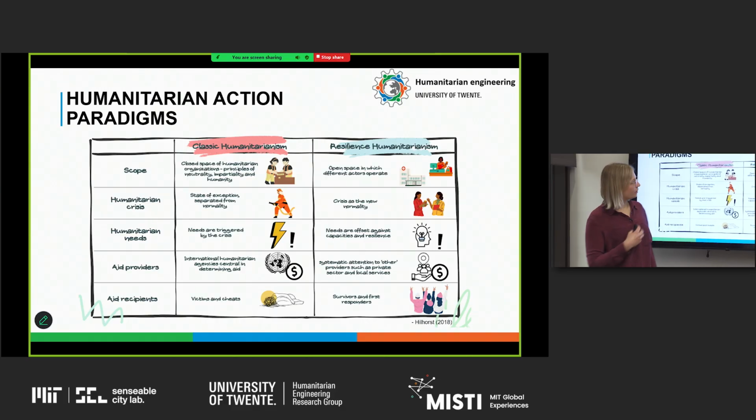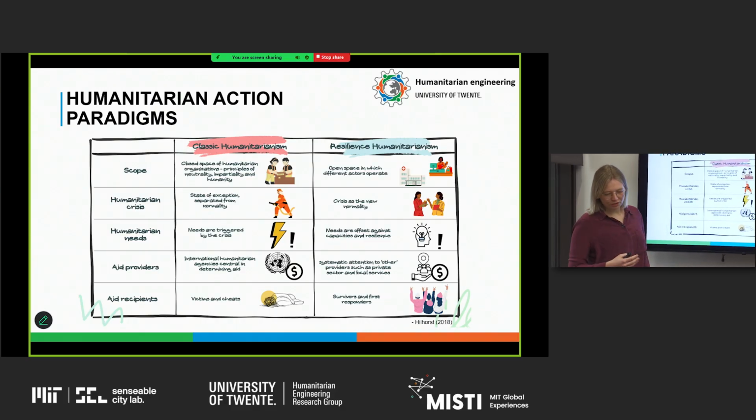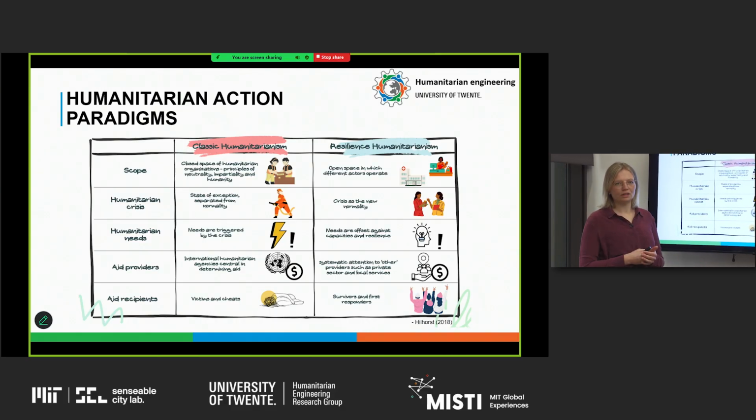Now, we have a slight paradigm change within the humanitarian action field.